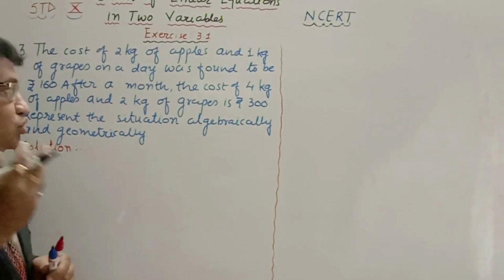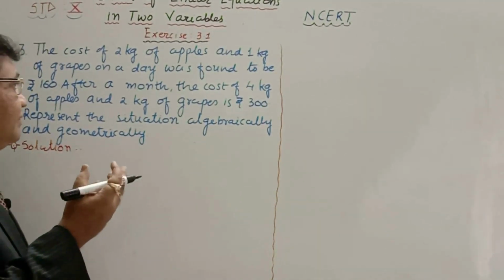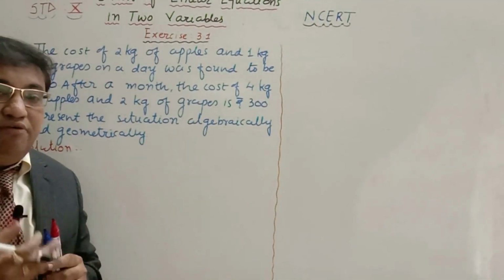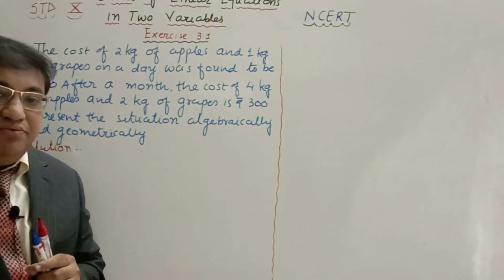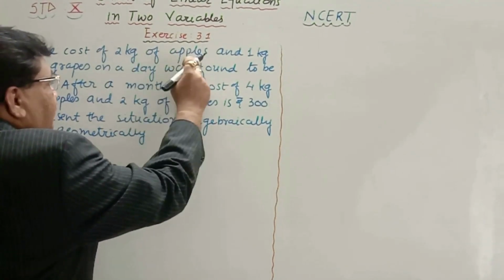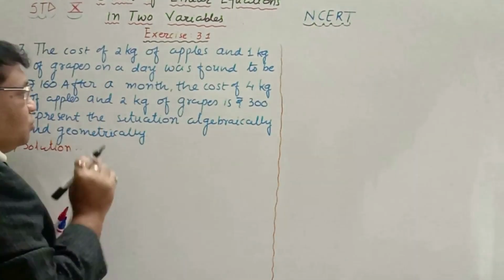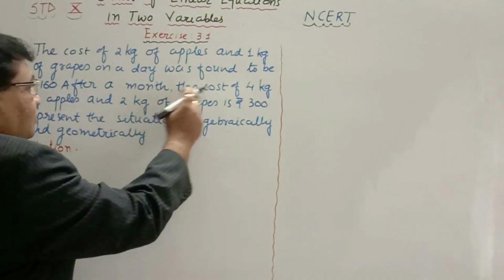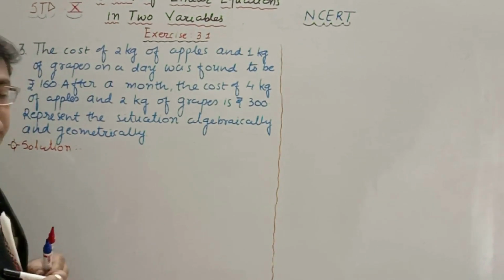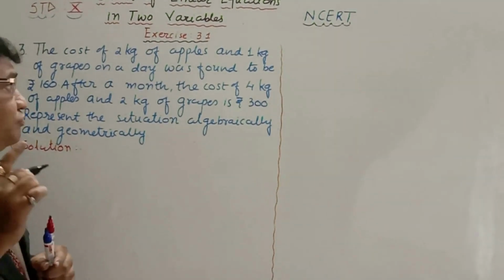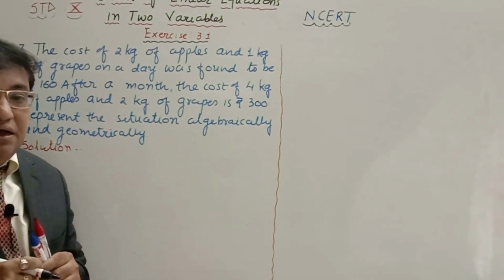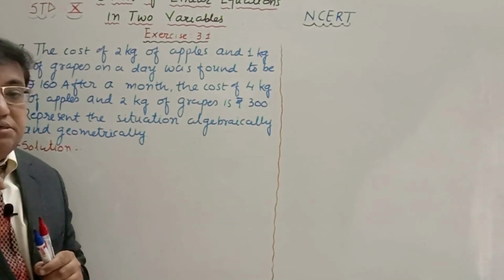So here two fruits are given, apples and grapes. So how can we assume the variables x and y? Here the cost of 2 kg of apples and 1 kg of grapes is given. After a month, the cost of 4 kg of apples and 2 kg of grapes was given. Right? So we assume for 1 kg of apples the cost is rupees x and the cost of 1 kg of grapes is rupees y.